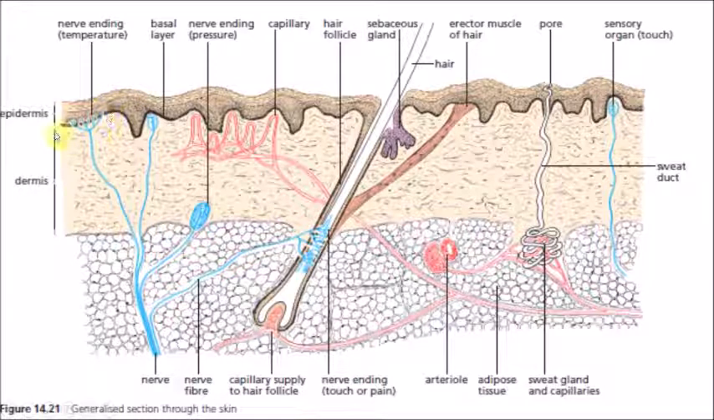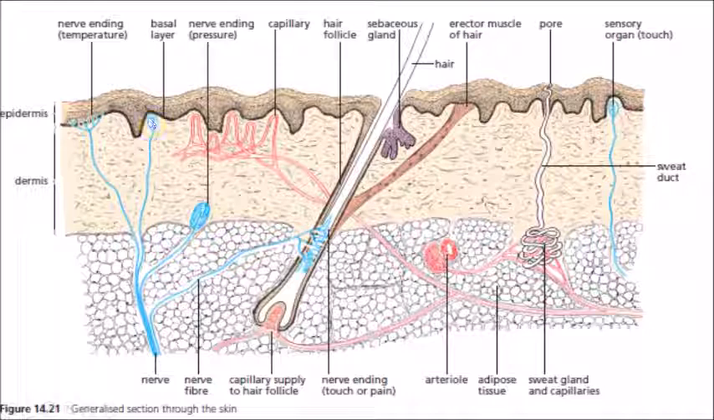The dermis, this layer here, has lots of different things in it, such as sebaceous glands, which can release secretions. You've got hair follicles, blood vessels, sweat ducts, and nerve endings. Under that is adipose tissue, and that's just underneath the dermis. One more thing to mention is that there are pigment cells in the epidermis that produce a substance called melanin.